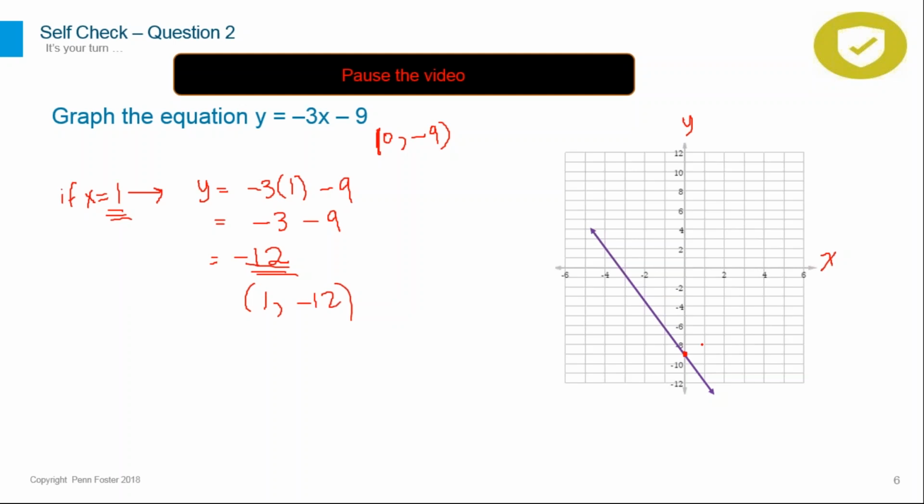So let's see if that will line up with the line that we have on the graph. So it is (1, -12), and yes, if you connect these 2 points, you will come up with the graph of the line.